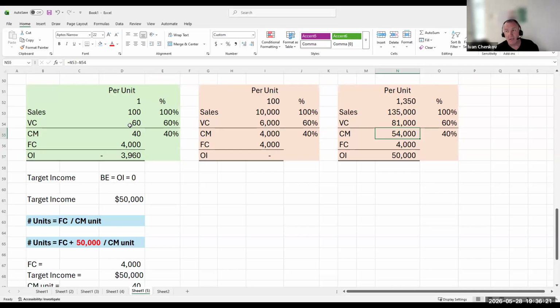So now we know how to budget and how to predict what we have to do if we want to get a $50,000 operating income. We have to sell 1,350 units when the selling price per unit is $100, variable cost is $60, and our fixed cost is $4,000 in total.